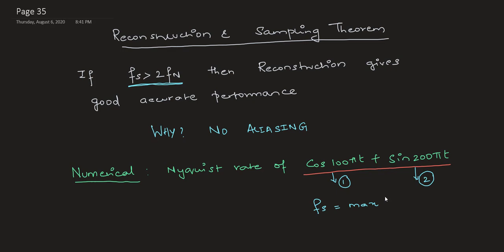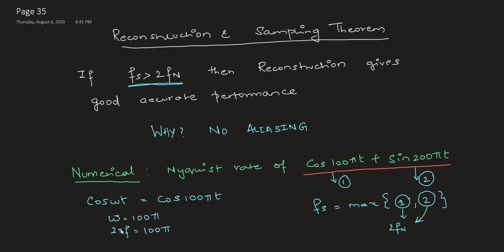So now let's see the numericals for today. This beginning is a very simple numerical. The numerical is asking: what is the Nyquist rate for cos 100 pi t plus sin 200 pi t? To find the Nyquist rate, we know the formula is Fs = 2Fn. So that is your equation for Nyquist rate.